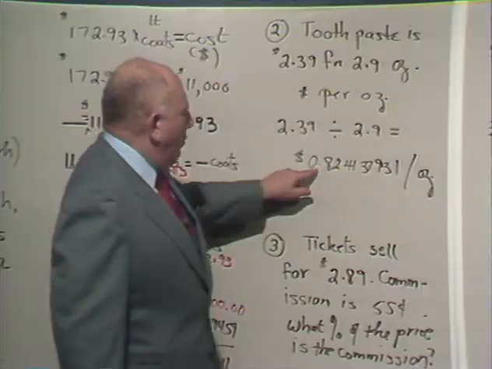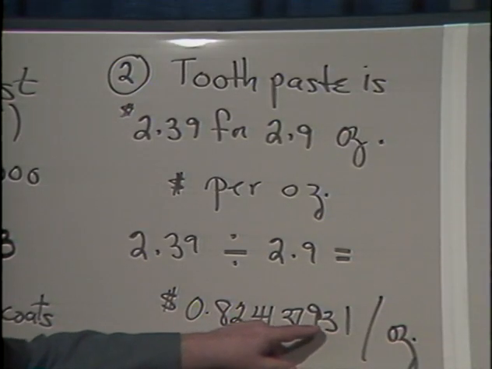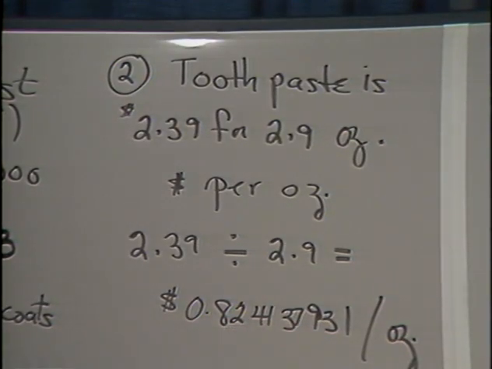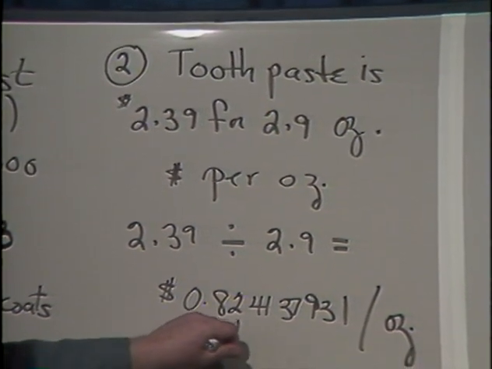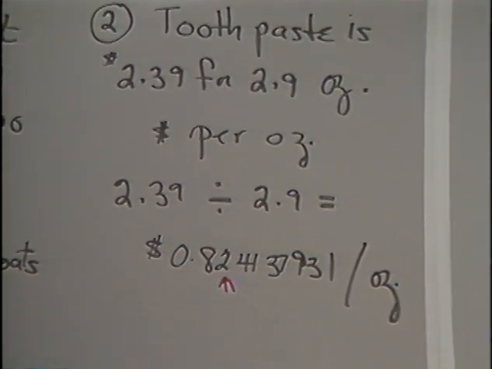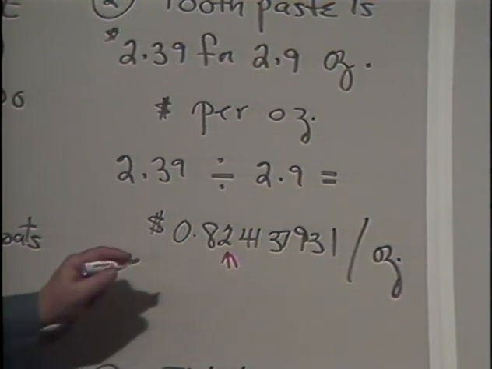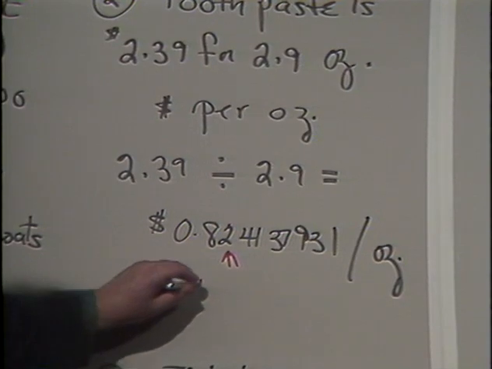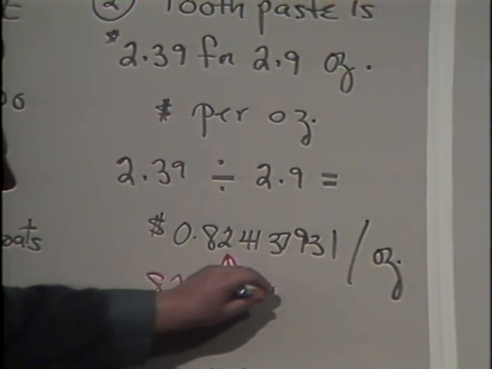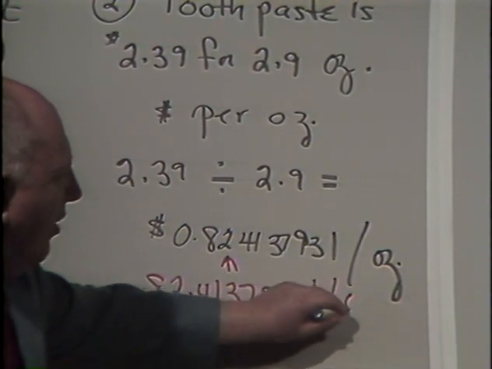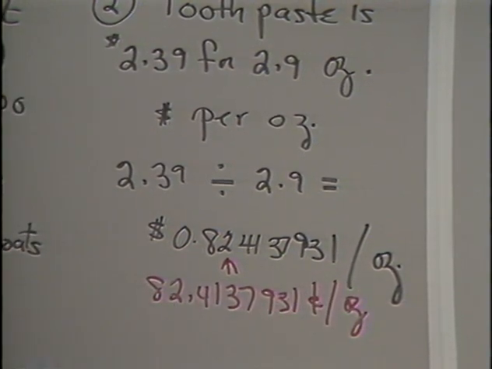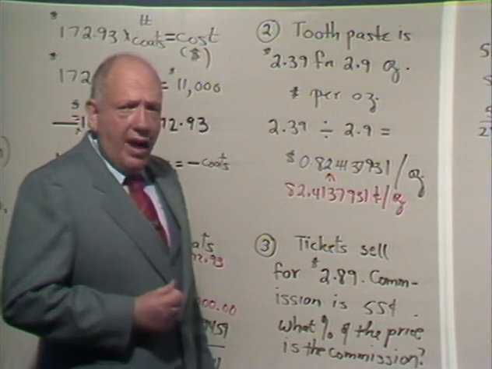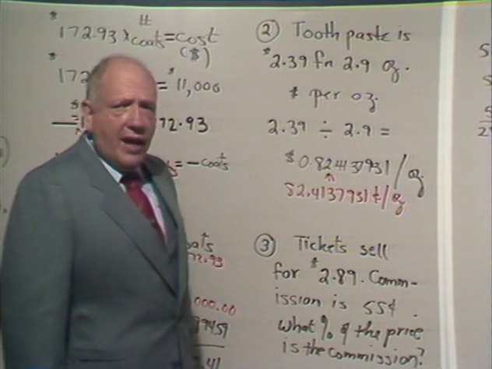And this is what? 0.824137931, and that's what? Dollars per ounce. If I round this off to the nearest hundredth, that's going to be 82 cents per ounce. On the other hand, if I want the answer in cents, it's 82.4137931 cents per ounce. And so if I round this off, it's 82.41 cents per ounce. The way I worded the problem, I was looking for 82 cents an ounce. If you gave me this answer, that's okay too.